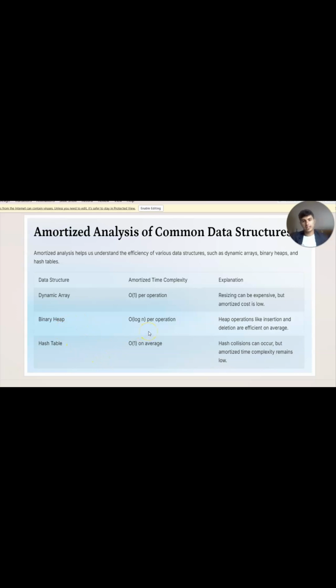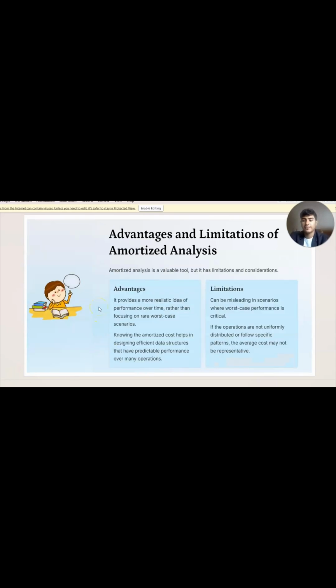Now let's see amortized analysis of some common data structures. As we saw, dynamic array is O(1), binary heap is O(log n), and hash tables are O(1). Then advantages and limitations of amortized analysis. Advantages: it provides a more realistic idea of performance over time rather than focusing on rare worst case scenarios. In limitations, the first point is that it can be misleading in scenarios where worst case performance is critical.